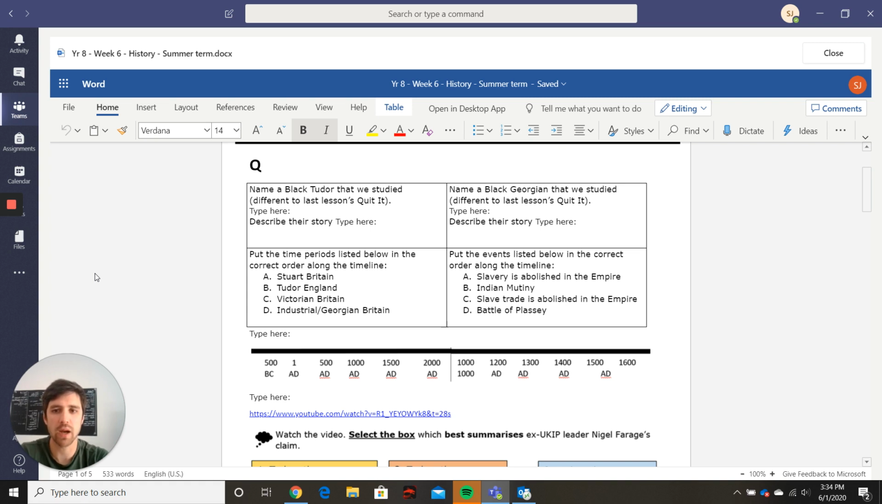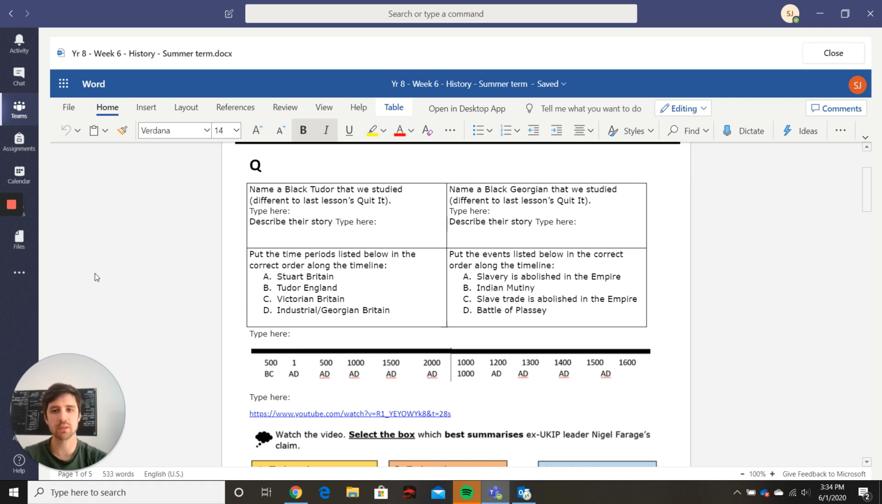Okay, now a Black Tudor who you could have mentioned, there's many, you could have spoken about John Blank, for example, or Diego. Apologies if you can hear noise in the background. There's a building site opposite my flat. Name a Black Georgian. Again, there are loads you could have spoken about. You could have spoken about Francis Barber, for example.